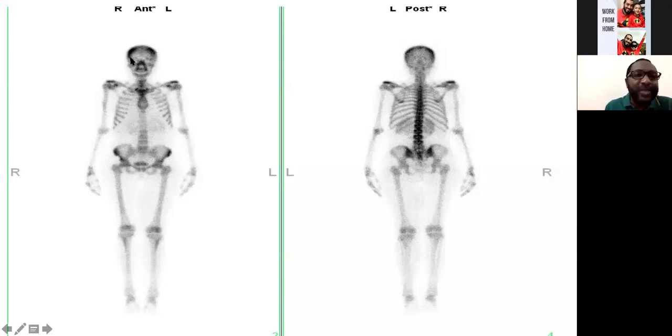If you see something that you're not very sure of, you can always ask for an additional image, or you can ask for a SPECT, 3-dimensional images. But whatever you do, it is always important to be consistent. So if you are reporting a bone scan, you look at the anterior and posterior projection. You either look at right and left, or you go head to toe, or you look at anterior and then posterior. So this is a normal bone scan.